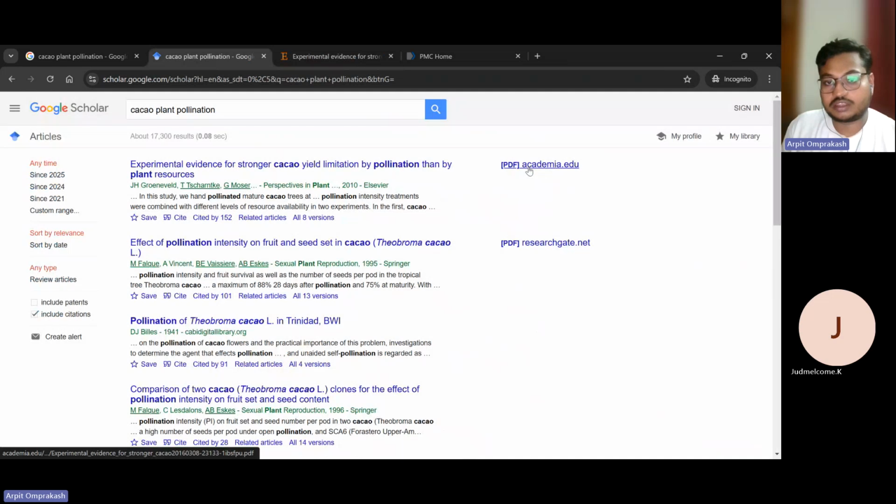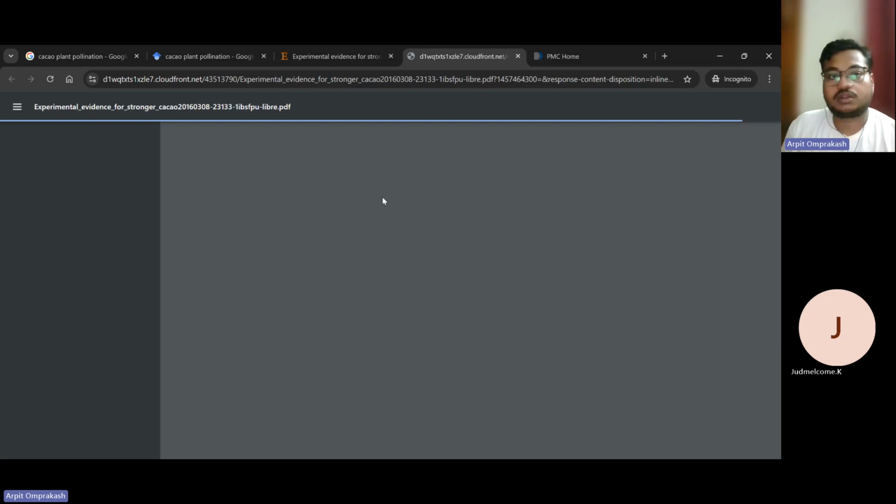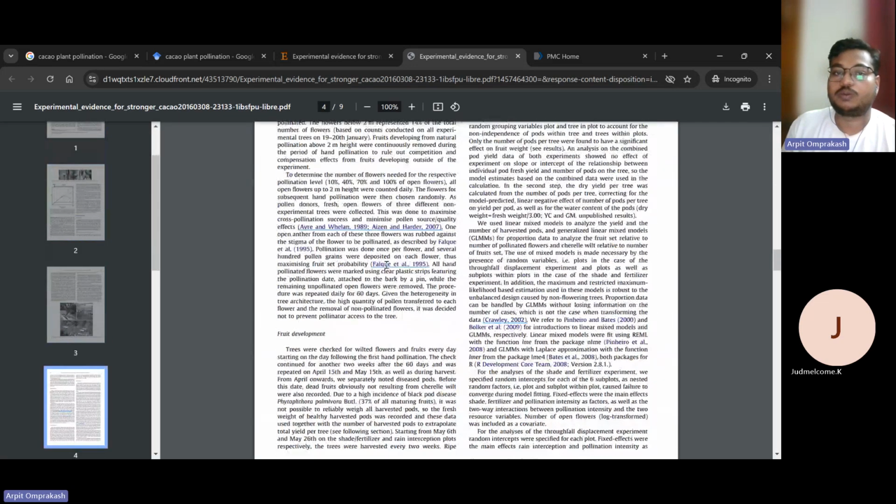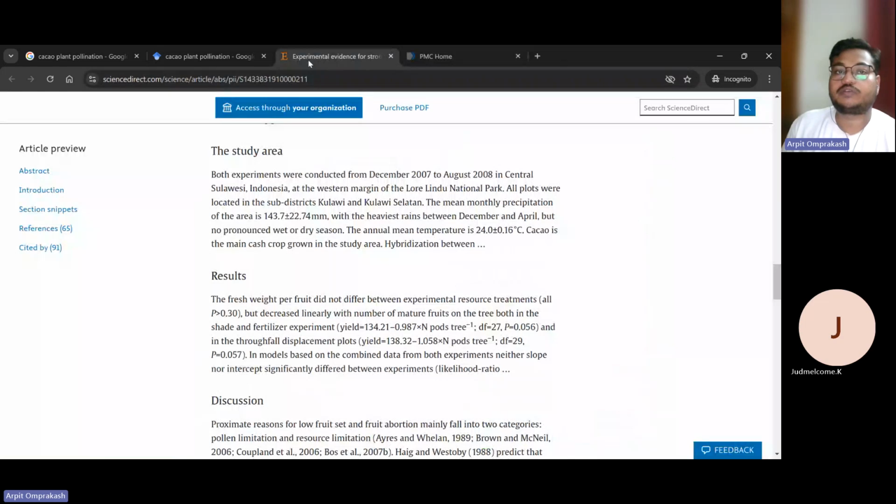But for some of these, Google Scholar has this feature where it shows if there's a PDF of the paper available. If you click here, it will open a PDF of the paper. So here we can read the whole paper, even if it is not available in the web page. Great.